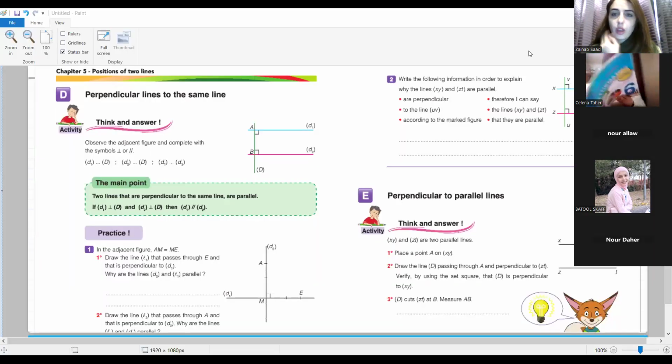Page 58, 59. Which page? 58, 59. 58. So today, everyone, we're going to explain a new rule.